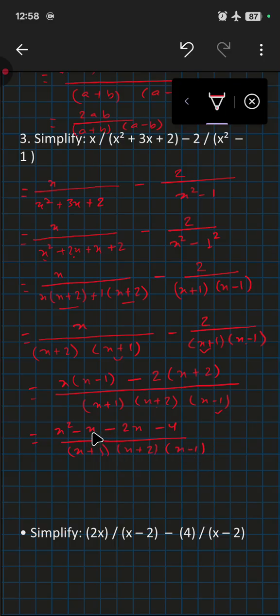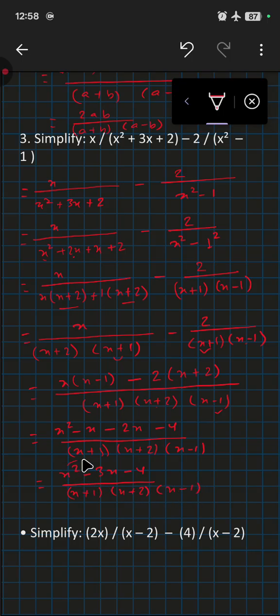Over here, both are like terms, we can add them: x square minus 3x minus 4, whole upon x plus 1 into x plus 2 into x minus 1.